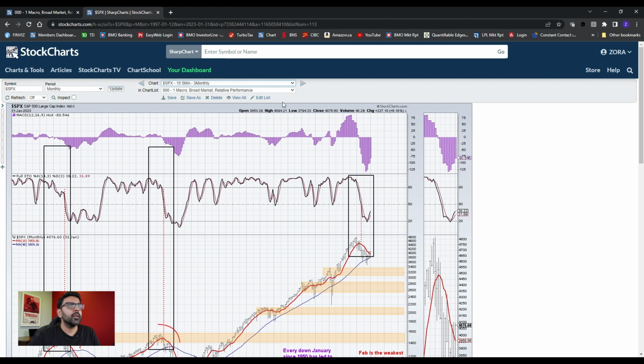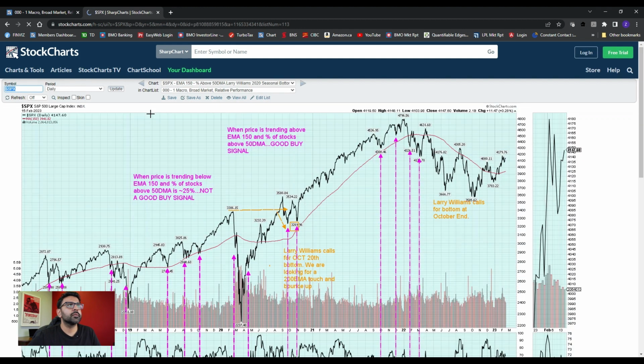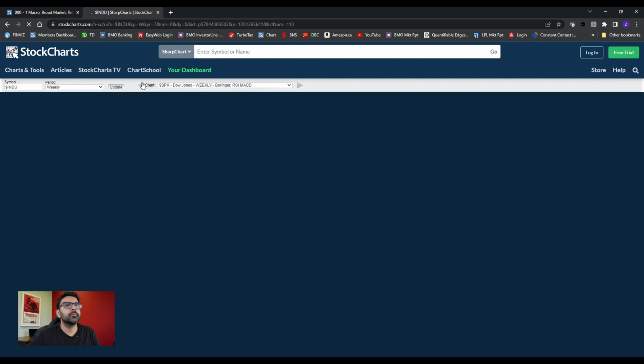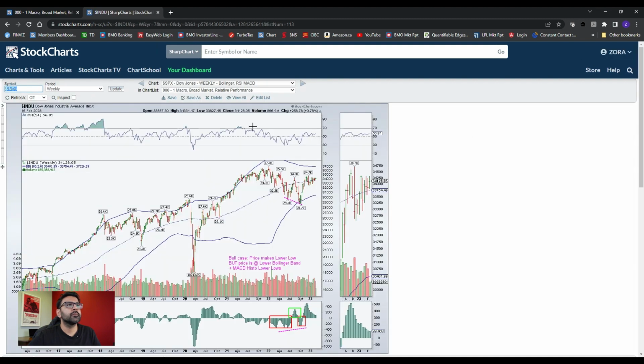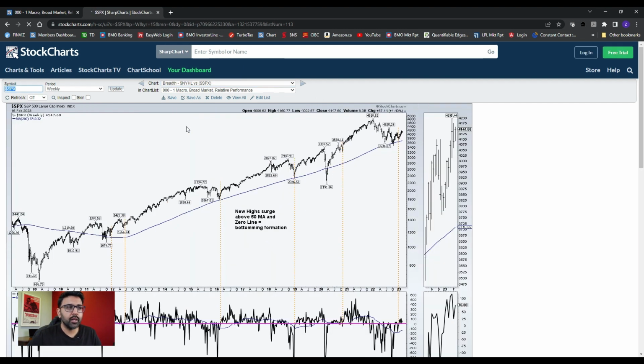Okay, and Elder Impulse. No, that didn't show up either. Okay, forget it. Let's go into breadth. I think my computer's working overhard right now and having a problem.